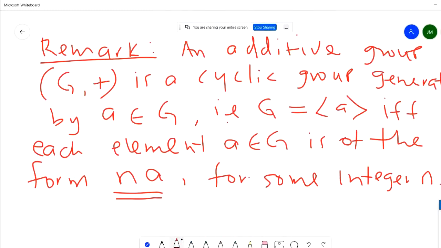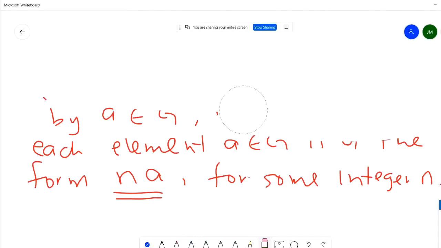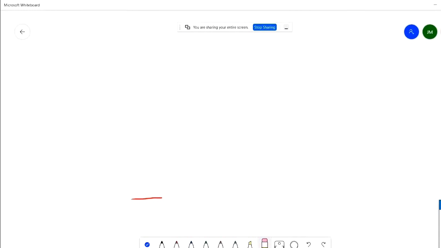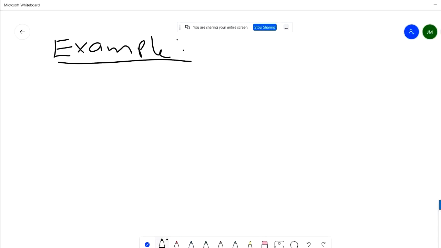So let's give an example in the case of a cyclic group. To illustrate a cyclic group under addition, if for example we take G to be the set with elements 0, 1, 2, 3, and we are performing the binary operation of addition modulo 4.